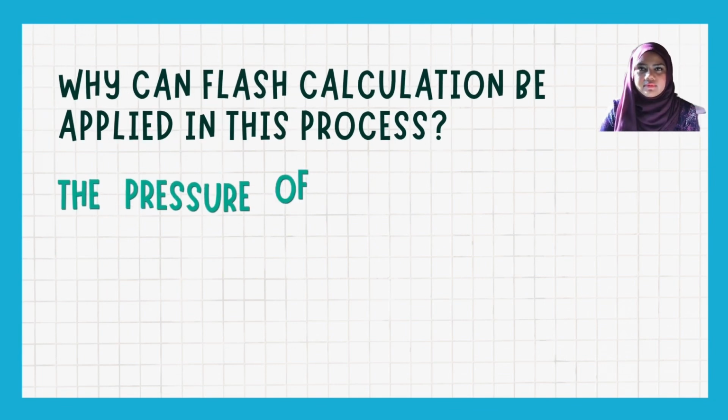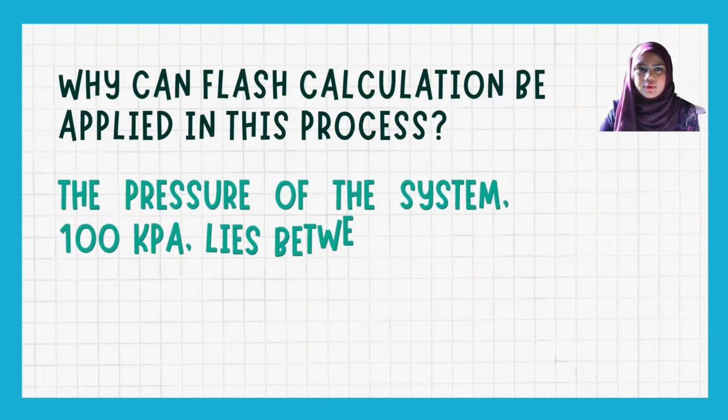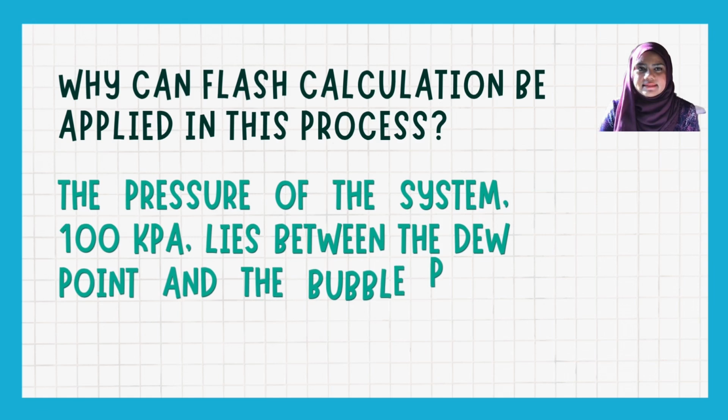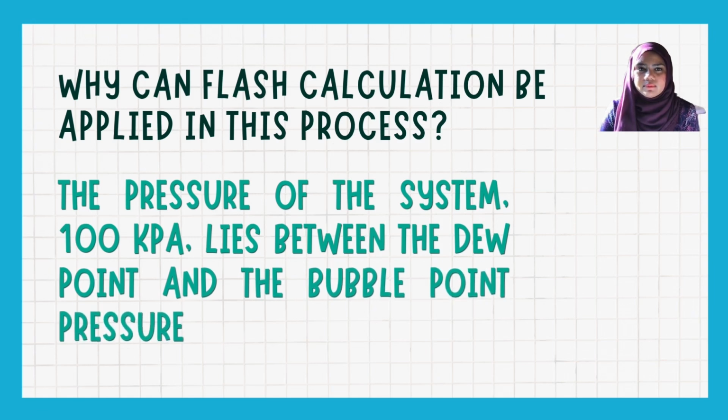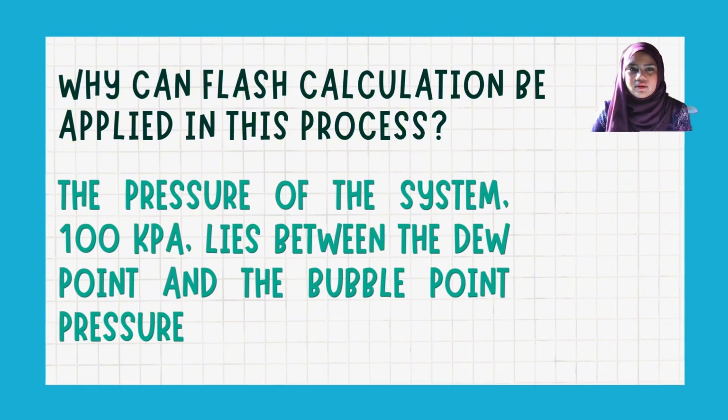Flash calculation can be applied when the pressure of a system lies between the bubble point and dew point. Under these two conditions, the system exists as a two-phase mixture of liquid and vapor in equilibrium. This allows for the calculation of the vapor fraction and the composition of both liquid and vapor.